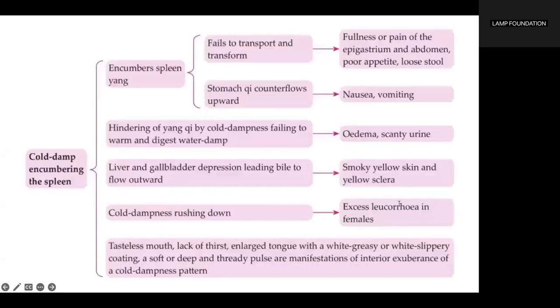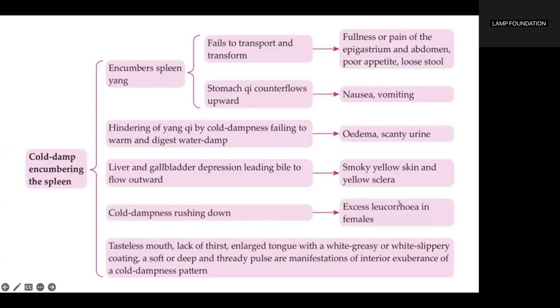Clinical manifestations: fullness and distending pain in the epigastrium and abdomen, a bland but slimy taste in the mouth, poor appetite, nausea, vomiting, absence of thirst, abdominal pain, loose stool, heaviness of the head and body, edema, scanty urine, smoky yellow skin and yellow sclera, profuse leukorrhea, an enlarged tongue with a white greasy or white slippery coating, a soft or deep and thready pulse.